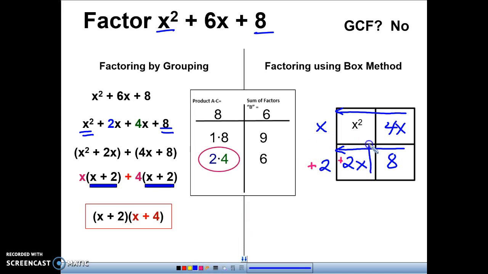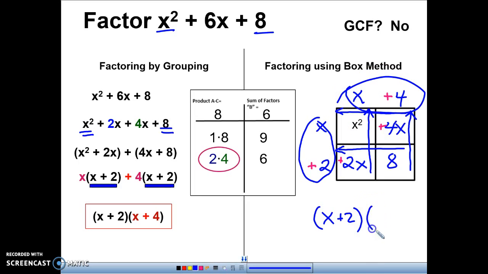Now you have to go up. If you go down, you might get your signs wrong. If you go up, your GCF here in this column is x. The GCF in this column is 4. Because this adjacent box is a positive, that's a positive. So now you should have your two factors, x plus 2 and x plus 4.